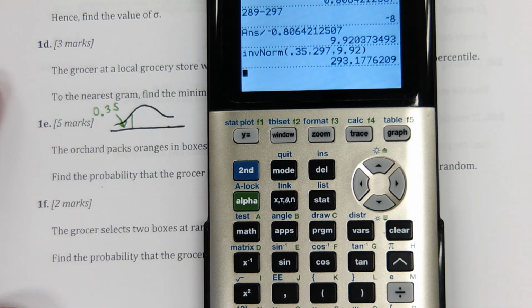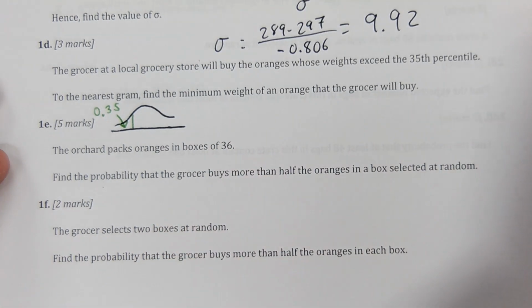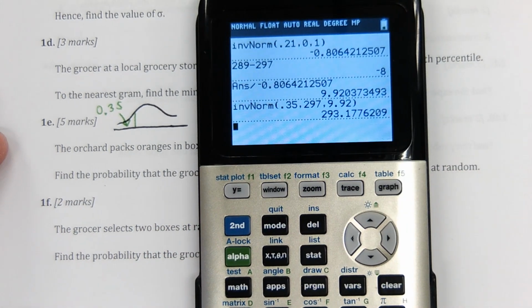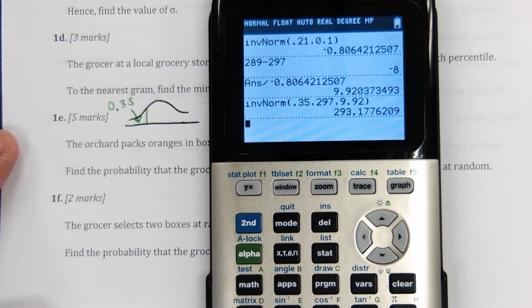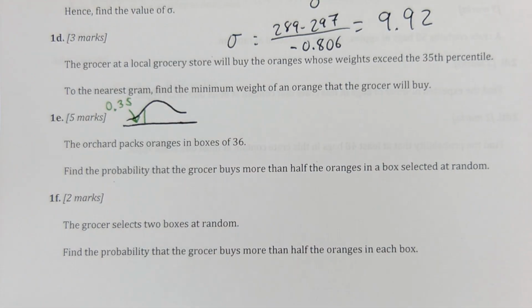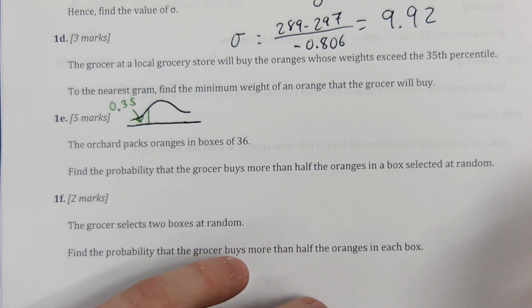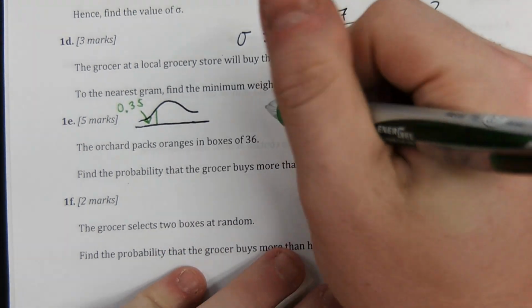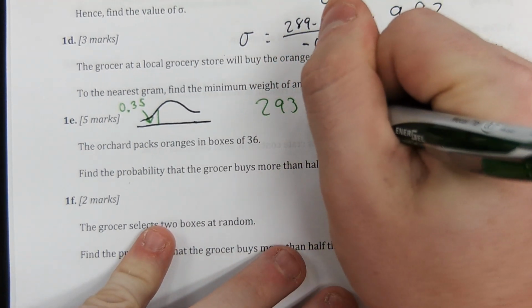Here we go. 293, to, what did it say, to the nearest gram? 293 grams. It says minimum weight, 293 grams.